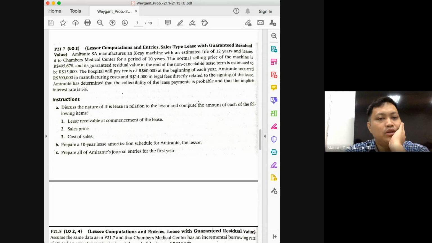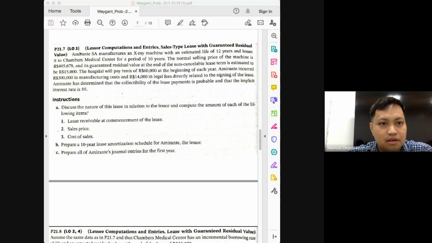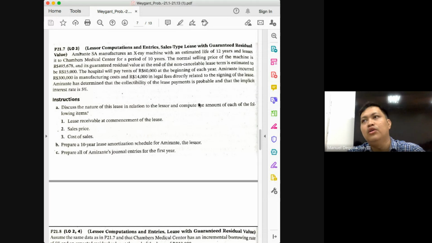Okay, so in problem 21.7, the first thing I ask you to solve is the initial lease receivable. If you're accounting for the lessor, your primary concern would be the balance of your lease receivable. Aside from that, you will also focus on your income accounts. As we discussed last time, depending on the kind of lease, you will be recognizing different kinds of income.